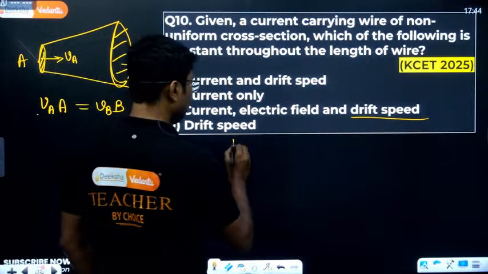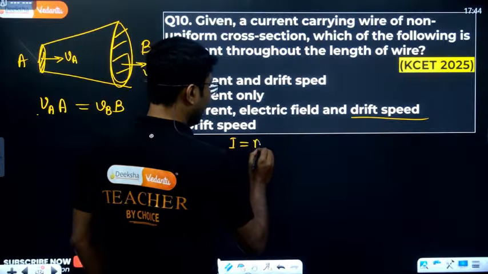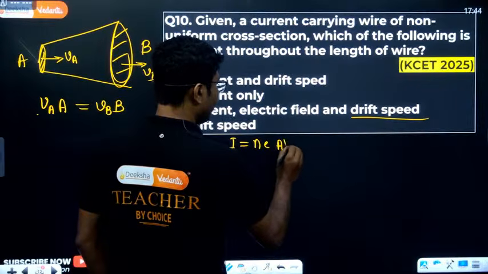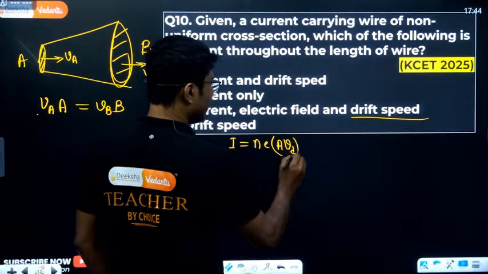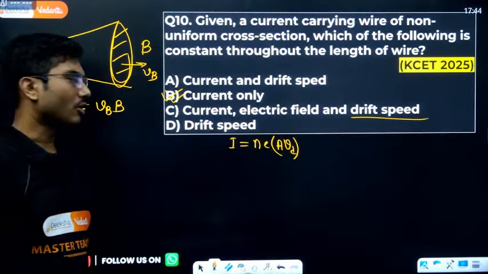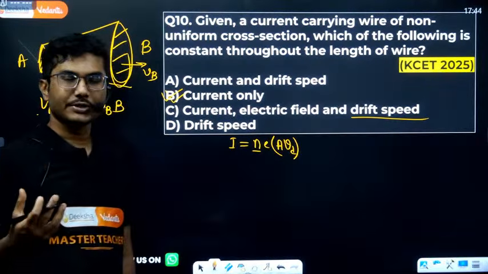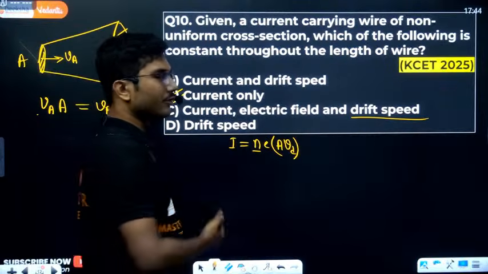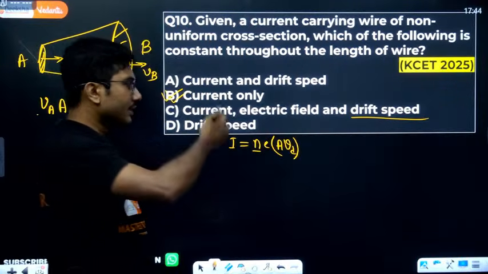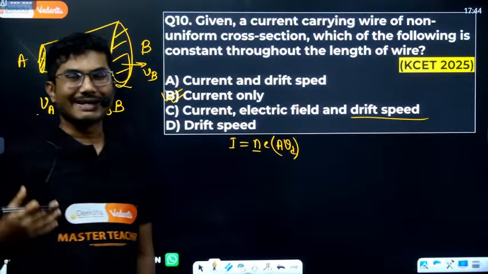Current is given by I = nAeVd. Now this quantity is constant. A into Vd is a constant. Obviously number density for a given material at a temperature is constant. Charge of an electron is always constant. Right? So these things are constant. That's why current is constant.